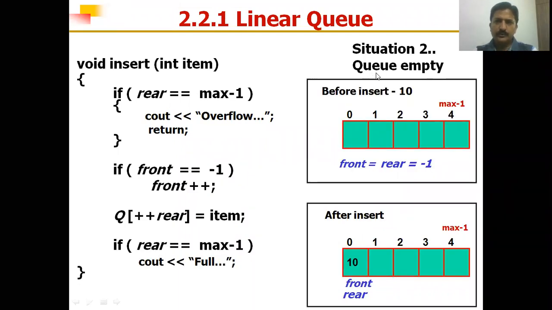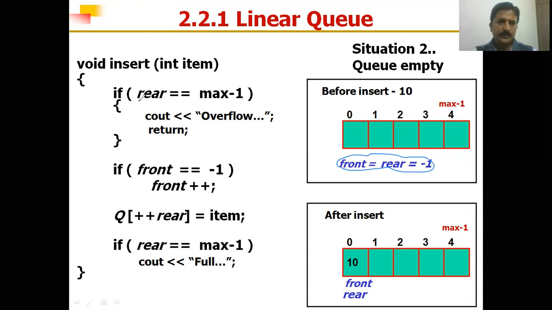Situation 2. Situation 2 is, suppose the queue is empty. Queue is empty means we have shown two outputs here. One is before inserting a 10 and one is after inserting a 10. So two situations are there. So how does it work for this situation? When the queue is empty, then the rear and front both will be -1. This is very important. Front and rear both are -1.